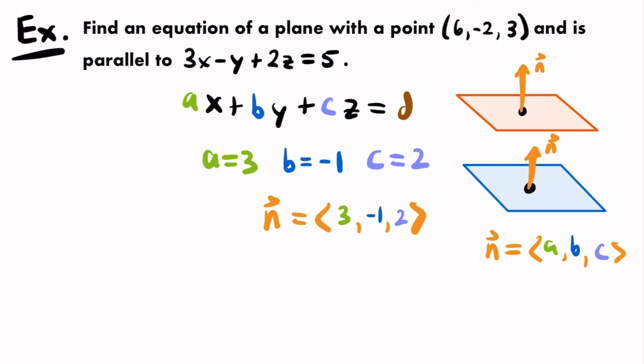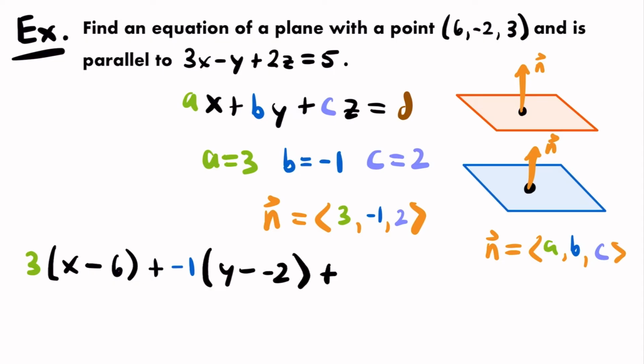All right, we're going to set up that equation in standard form and then simplify it. And so we're going to have a times x minus x1. So we will have 3 times x minus x1, or the x coordinate from our point, which is 6. So we'll have 6. And then we're adding that to b times y minus y1. And b is -1. So we will have -1 times y minus y1, the y coordinate from our point, which is -2. So we're subtracting -2. And then we're adding that to c times z minus z1. c is equal to 2. So we have 2 times z minus z1, the z coordinate from our point, which is 3. So we have z minus 3, and then that's equal to 0.